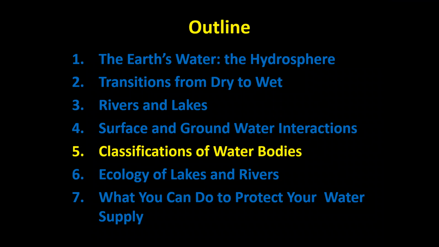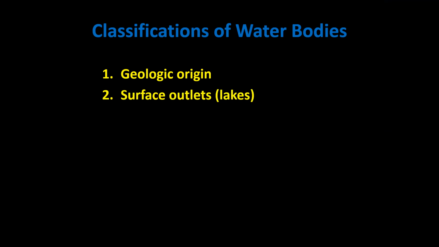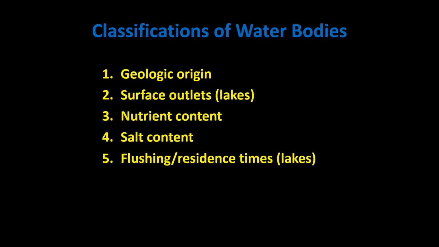Okay, here's the outline of the whole larger presentation, and we're now on number 5. Classification of water bodies. There are many ways of classifying water bodies. You can look at their geological origin, their number of surface outlets, their nutrient content, salt content, and flushing times. This one and the surface outlets are only relatable to lakes.